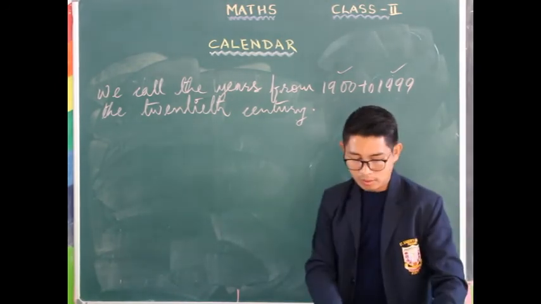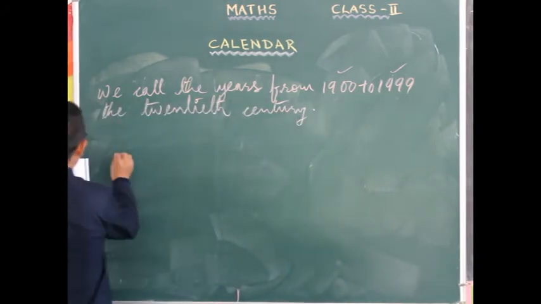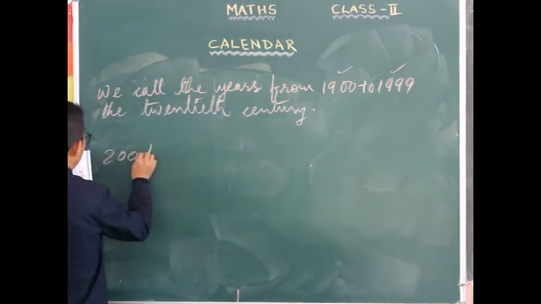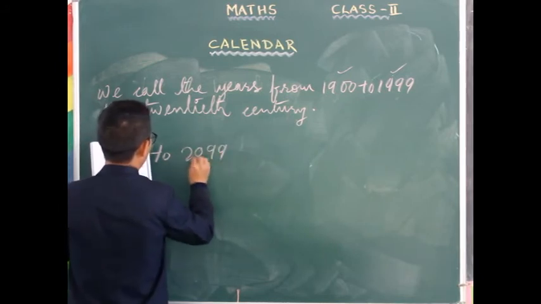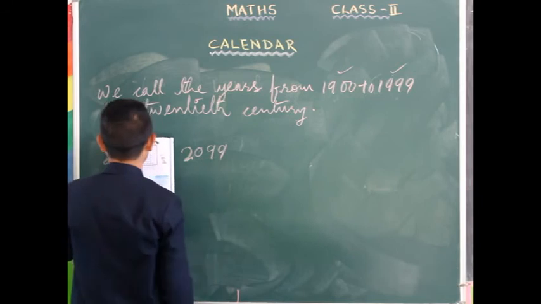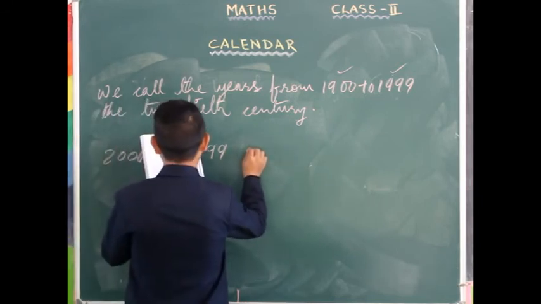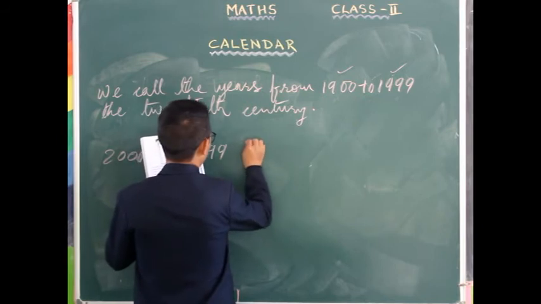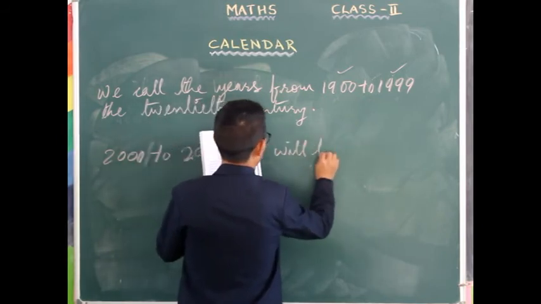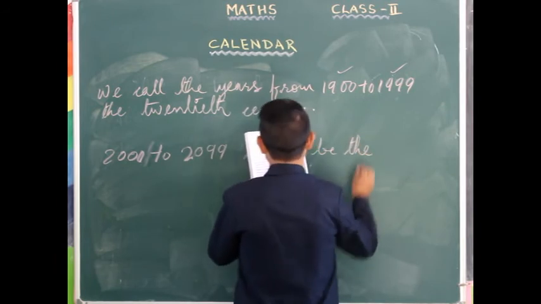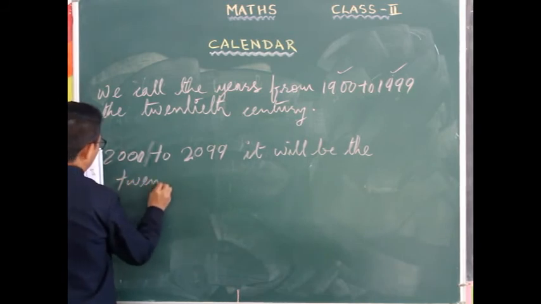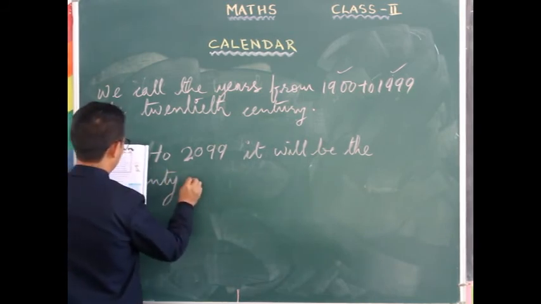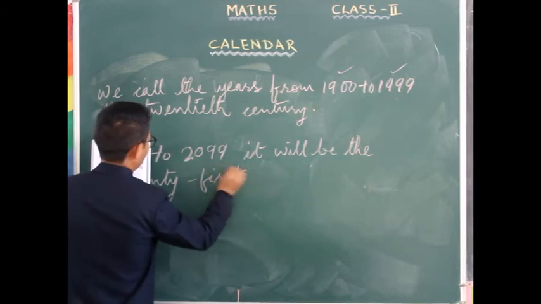Now let's write another year range. For example, 2000 to 2099. It will be the 21st century.